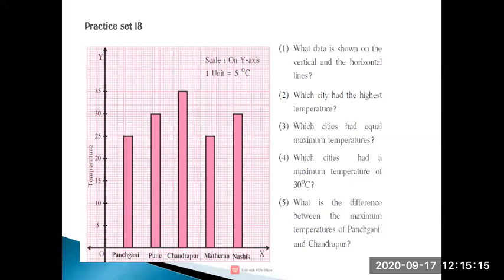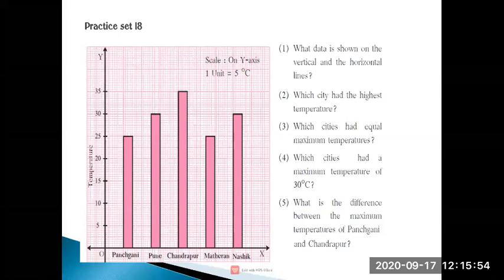Now we will observe the graph and answer the questions. You have seen the graph: the x-axis, the y-axis, degrees are given, then cities are given, and the scale is also given on the right side of the graph. Now you are going to observe the graph and give the answers to the following questions. Our first question is, what data is shown on the vertical and the horizontal line?